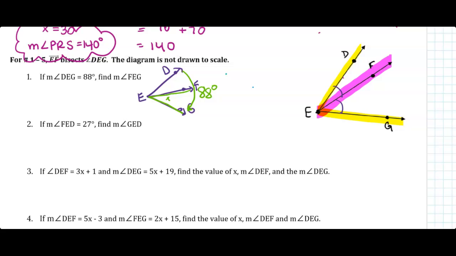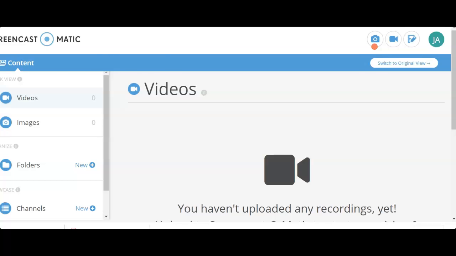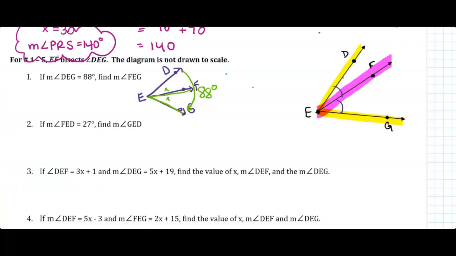Since we know that DEG is being bisected by ray EF, we know that DEF is congruent to FEG. So this would also be x. You could set up your equation to be 2x is equal to 88 degrees. We could then divide by 2 to get that x is equal to 44 degrees. You could have also just remembered to do half of 88 to get each half.